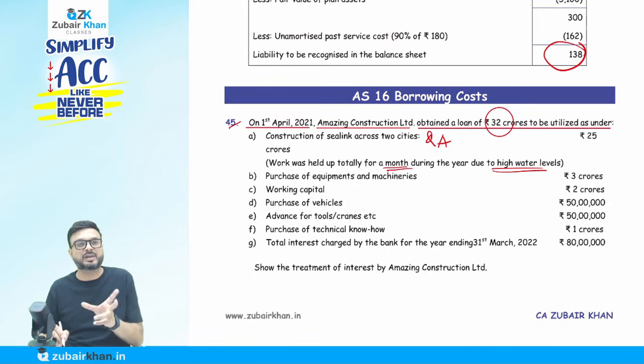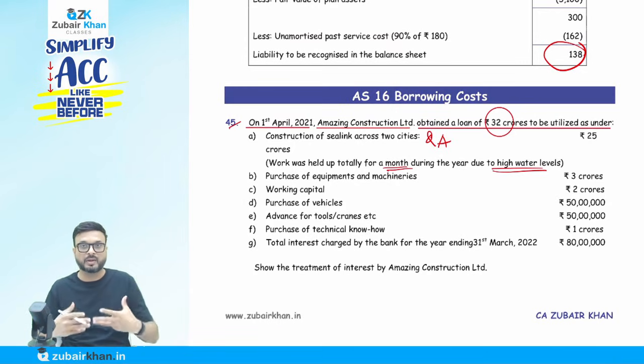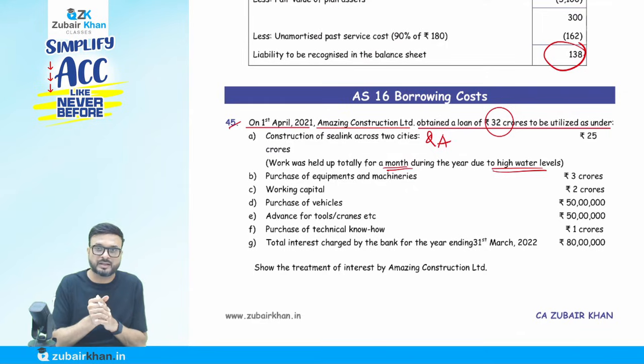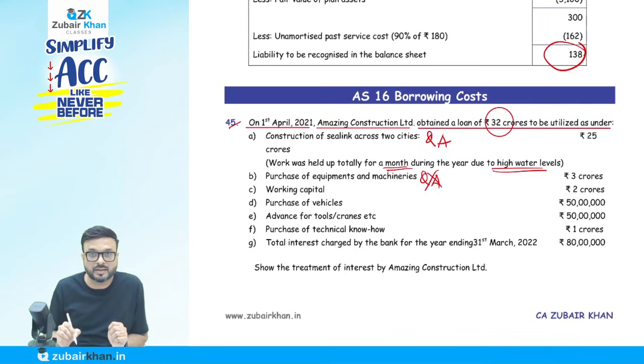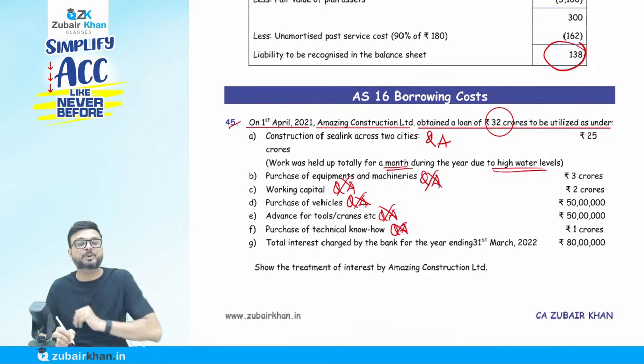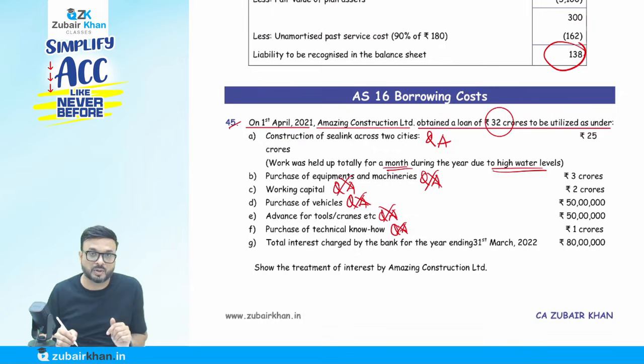Work was held up for a month during the year due to high water level. I will explain, it is temporary, because that is a part of the process. Then they say purchase of equipment and machinery: this is not a qualifying asset. Working capital is also not a qualifying asset. Purchase of vehicle is also not a qualifying asset. Advance for tools and crane, not a qualifying asset. Purchase of technical know-how is not something that takes a substantial period of time. Only then do we call it a qualifying asset.